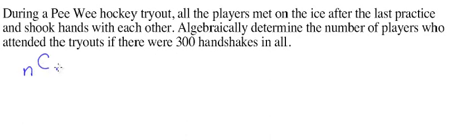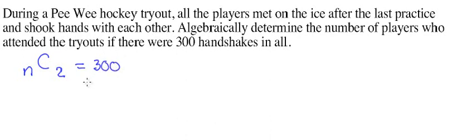The number of handshakes you can get out of a group is nC2. 2 because it takes two people to shake hands. C because the order doesn't matter. If James shakes hands with Kevin or Kevin shakes hands with James, those are the same event. It doesn't matter which person you say first, it still represents two people clasping hands. So we have nC2, and that comes out to 300.